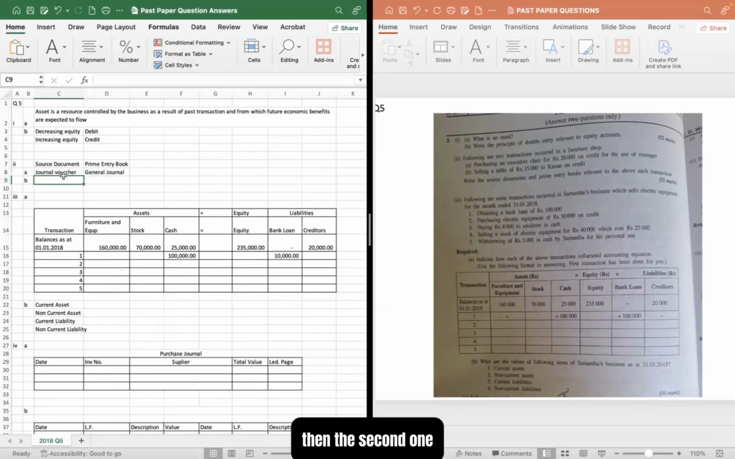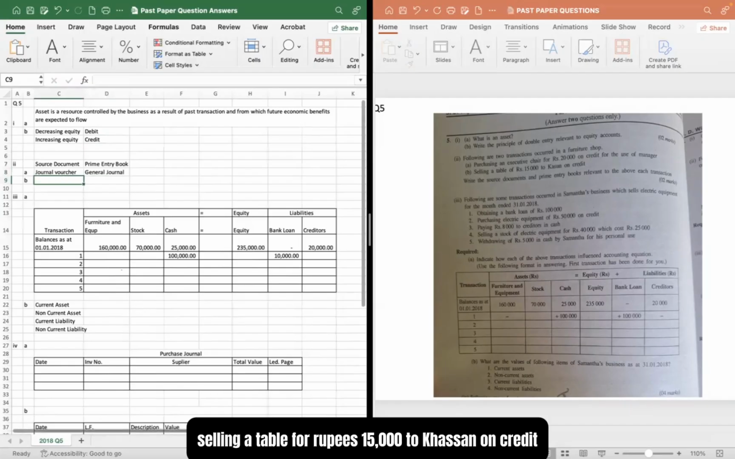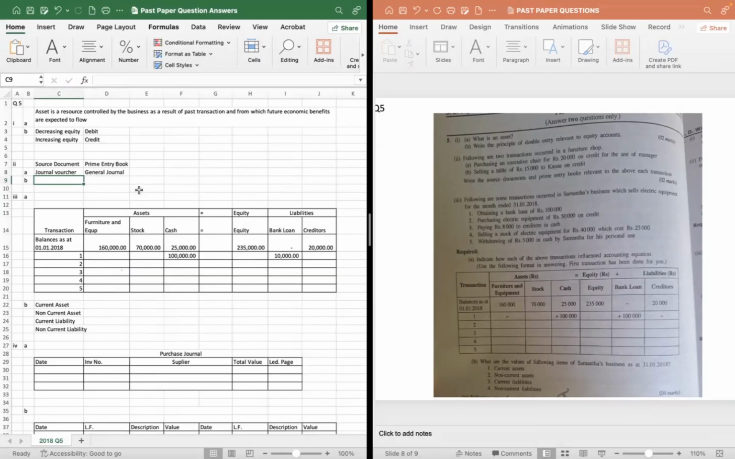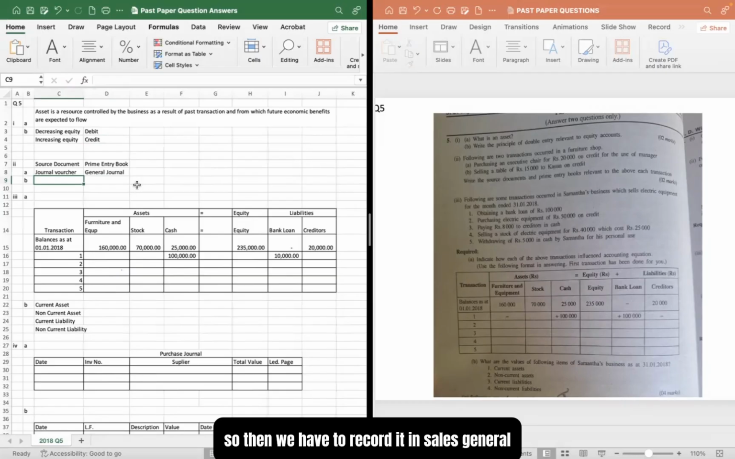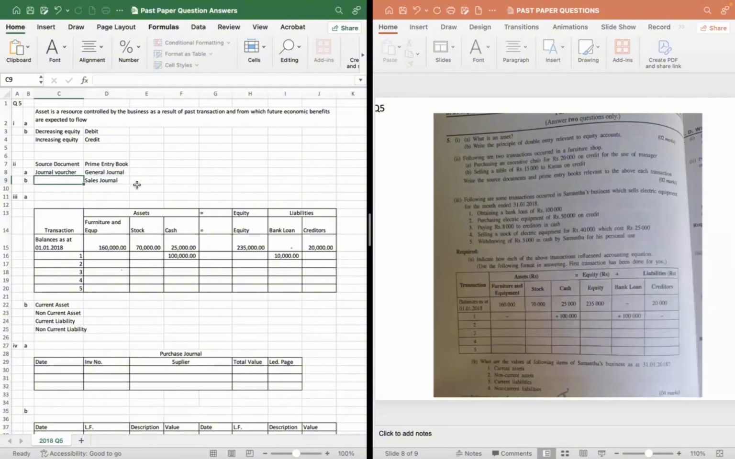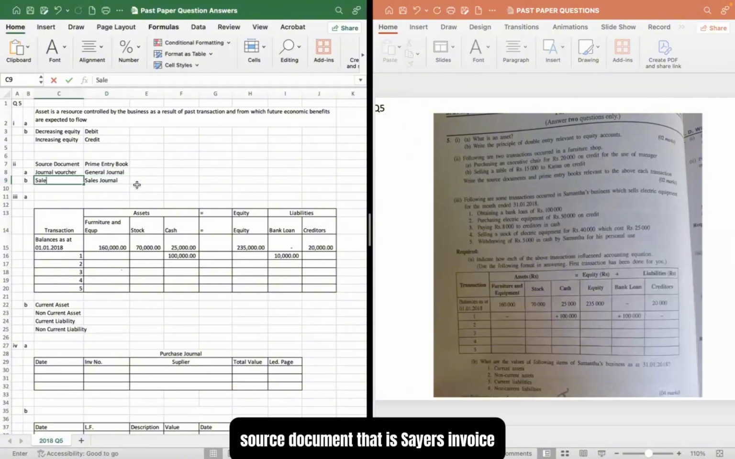Then the second one, selling a table for rupees 15,000 to Kasun on credit. But now, this is a furniture shop, so they have sold a table, as well as on credit. So then we have to record it in the sales journal. If it is the sales journal, what is the source document? That is the sales invoice.